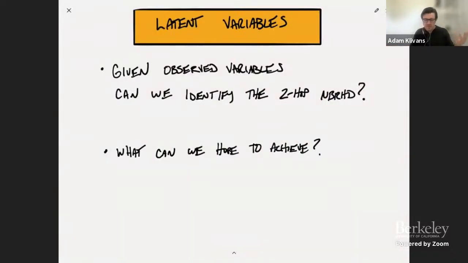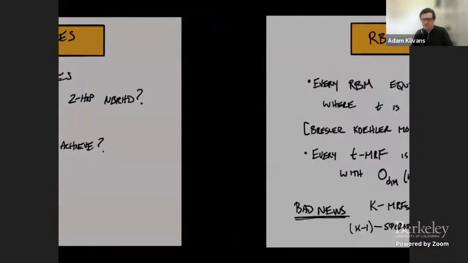Right. So as I said, just given the observed variables, the learning problem is to identify the two-hop neighborhood. Or, technically, we're interested in the Markov blanket of the observed variables. The Markov blanket could be smaller than, strictly speaking, the two-hop neighborhood of the square of the adjacency matrix, but let's not worry about that right now. And so the question is, what can we hope to achieve?